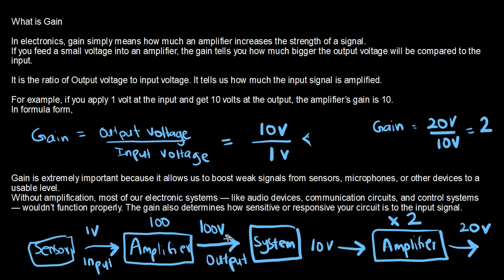This is just an example of how an amplifier works. As for applications, amplifiers are mostly used in audio devices, communication circuits, and even control systems. The gain also determines how sensitive or responsive your circuit is to the input signal.